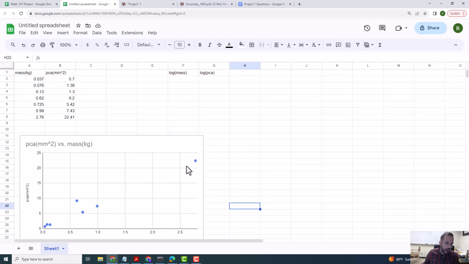Now this honestly looks like it could be kind of linear, but one thing that we want to look at here is the mass varies by several orders of magnitude. Here we're at 0.03 and here we're at 2.78. So the mass is varying by several orders of magnitude. So this leads us to think perhaps we should be thinking about doing a log plot here. And this is the input variable. This is the x plot variable.